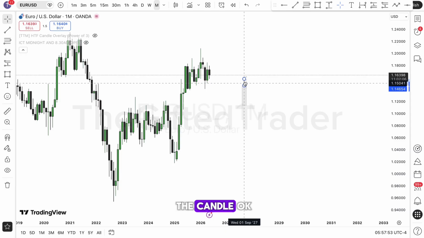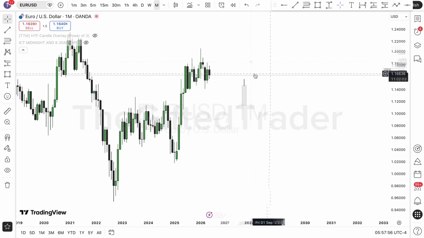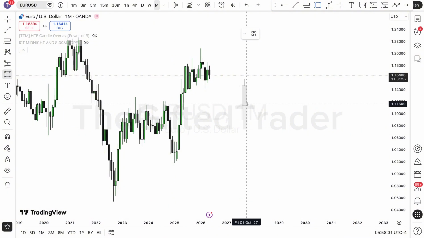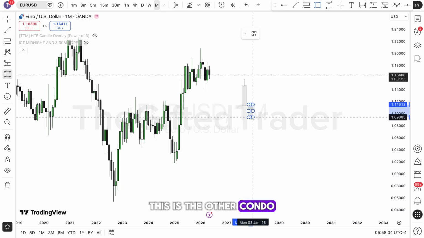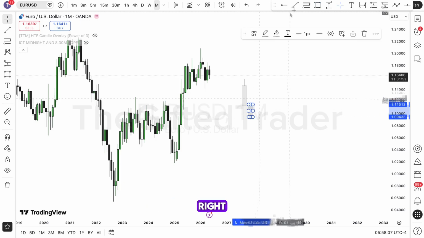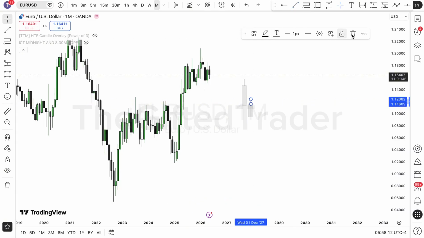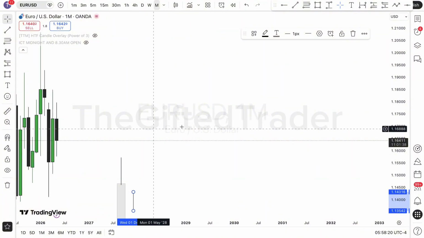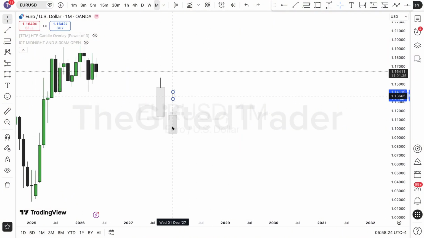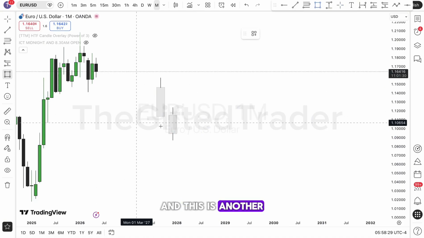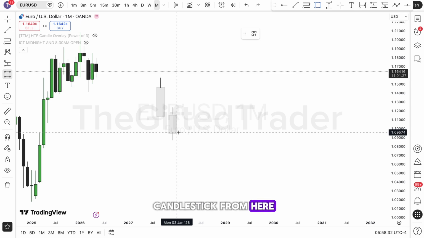Let's say this is the candle. I'm drawing a candle. This is the other candle, starting from here. This is the wick of the candle, and this is another candlestick from here.